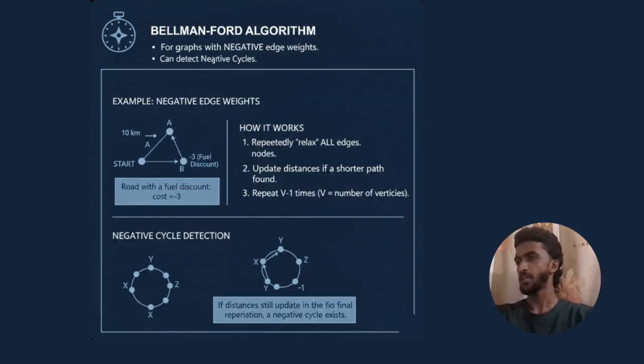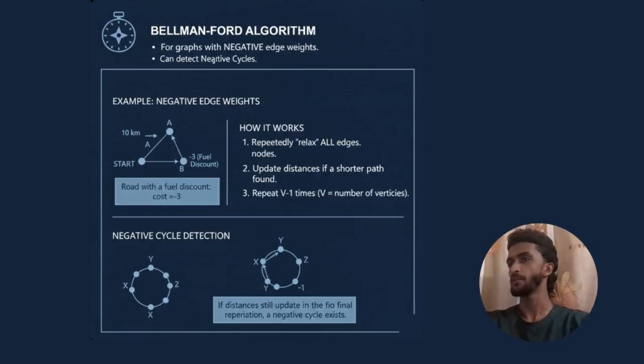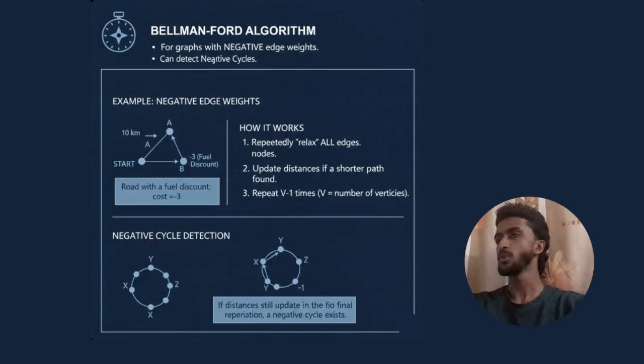So the cost is negative. The Bellman-Ford works by checking all edges again and again and updating distances. It repeats this process many times until the shortest distances are found. The Bellman-Ford can also detect something called a negative cycle.